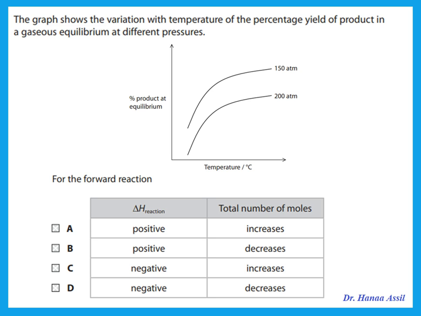Now, what about pressure? What is happening when we increase the pressure? Well, from the graph, the 200 atm gives me less product than the 150 atm. That means increasing the pressure goes backward. And that means that the forward reaction has more moles, because we said increasing the pressure goes to the side with less moles. So if increasing the pressure goes backward, that is the side that has less moles. That means the forward reaction, the number of moles is more or it increases. Are we following?